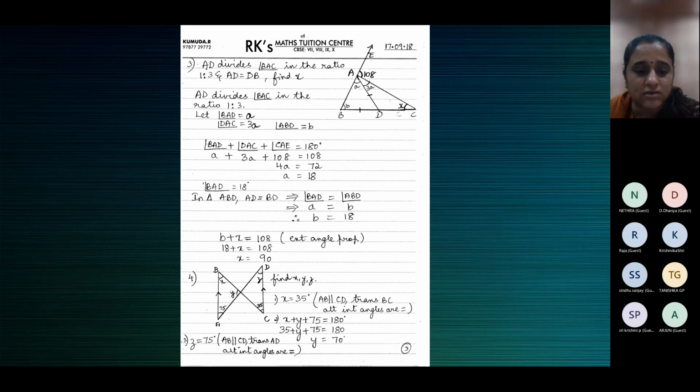So how did we find X? Alternate interior angles are equal. How did we find Y? Y, using angle sum property in a triangle. And Z, alternate interior angles are equal. Any questions, children? No doubts, ma'am. All right.